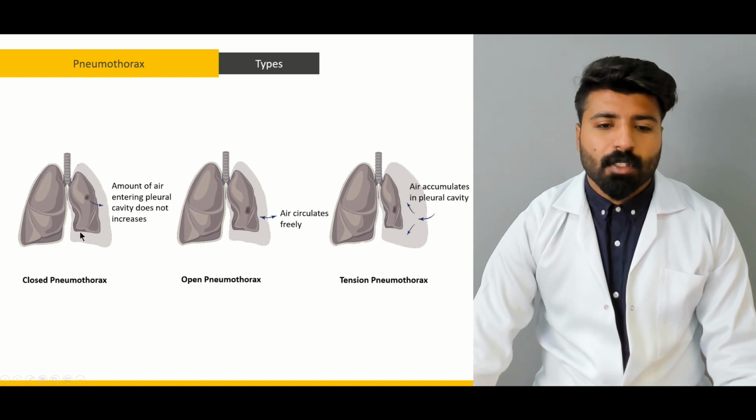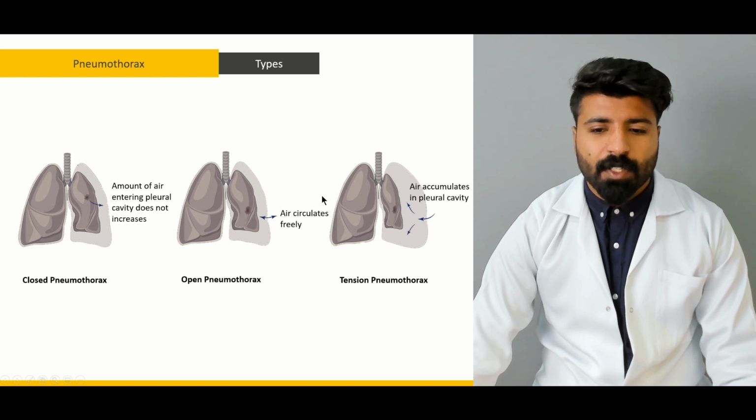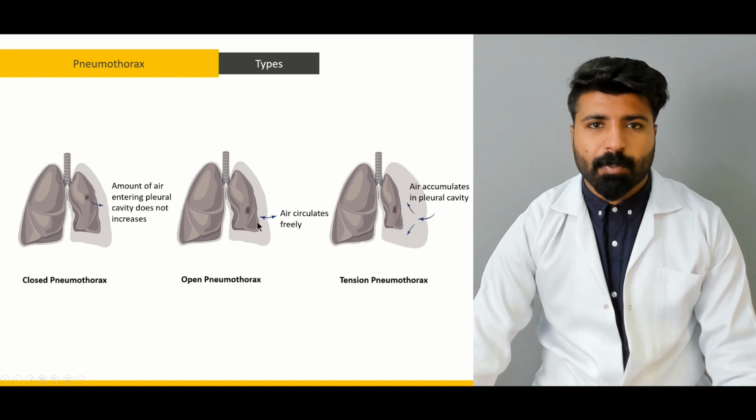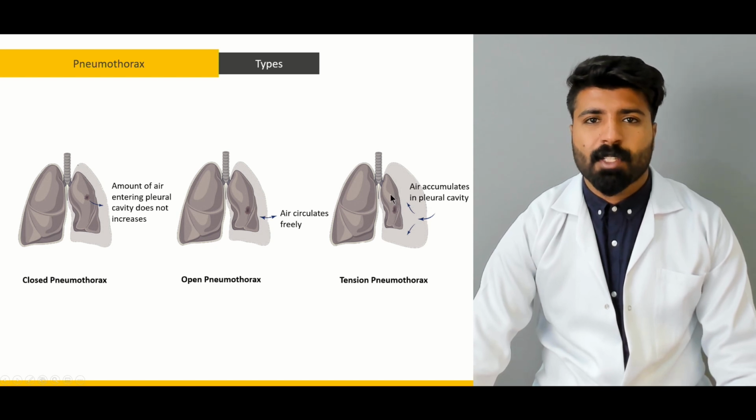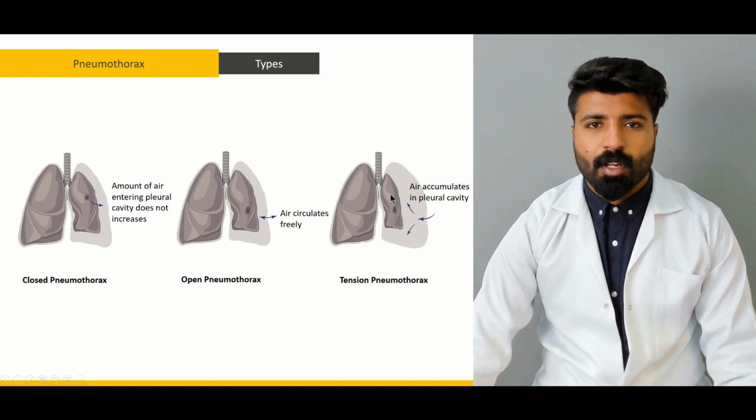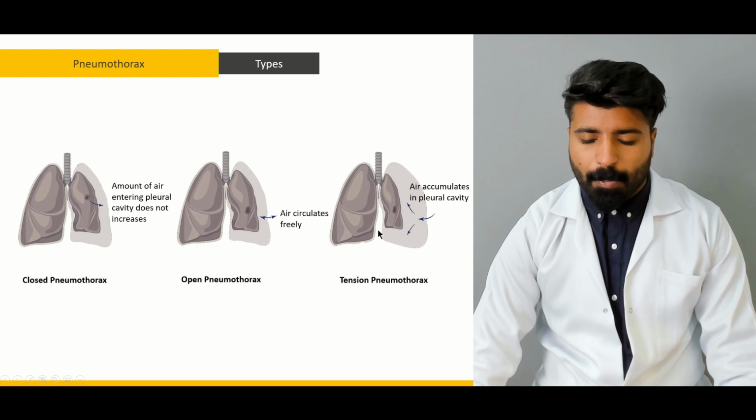In closed pneumothorax, the pressure here is not more than atmospheric pressure. In open pneumothorax, the pressure here is equal to atmospheric pressure. That's why air is circulating freely. It's not compressing it more and more, so it's equal to atmospheric pressure. But in tension pneumothorax, the pressure here is more than atmospheric pressure, and it's pushing in, and the lung is collapsing, and it's over. So this is the physiological difference between these three types of pneumothorax.